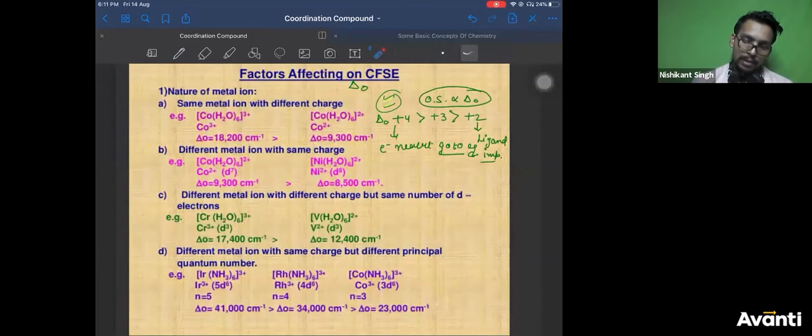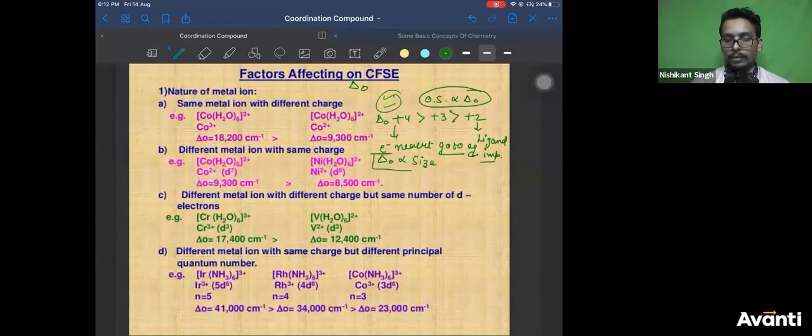Next factor is different metal ion with same charge. Now the charge is +2, here also +2. For that I have a logic here. Delta O is directly proportional to the size of the metal atom. As the size of the metal atom increases, its tendency to attract or accept electrons increases. So size increases, delta O increases. Cobalt is larger than nickel, so its delta O value is more than nickel. But this is not a very important factor. You will not get this in the exam.